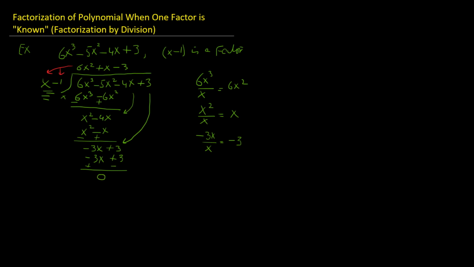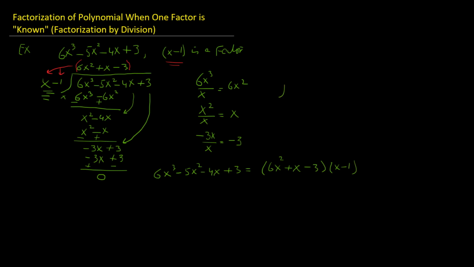And this is what was expected, because if x minus 1 is a factor, then there should not be any remainder, and we should get the second factor. So it means that our polynomial can be written as the product of these two factors. So 6x cubed minus 5x square minus 4x plus 3 can be written as 6x square plus x minus 3, a polynomial of degree 2, and x minus 1.